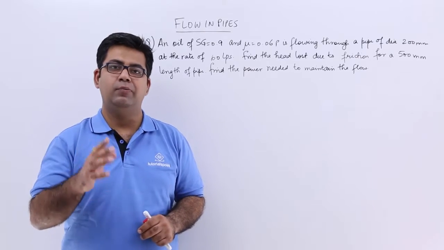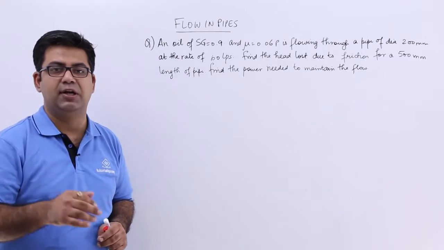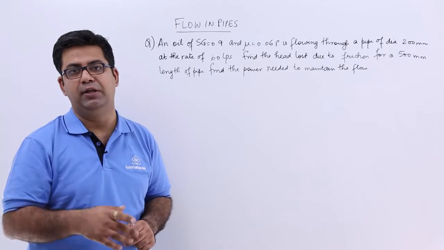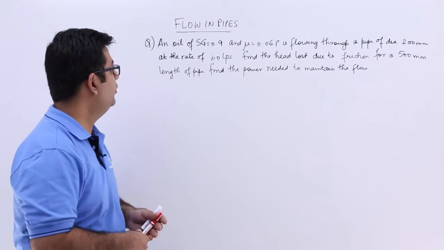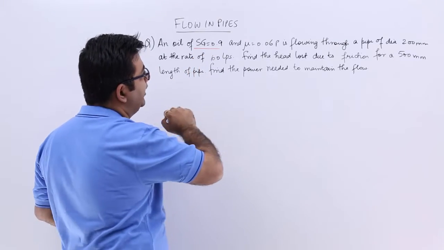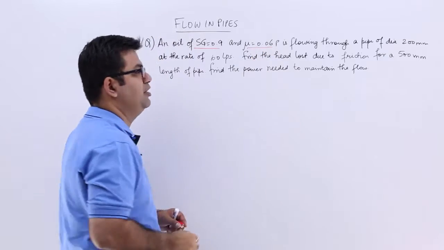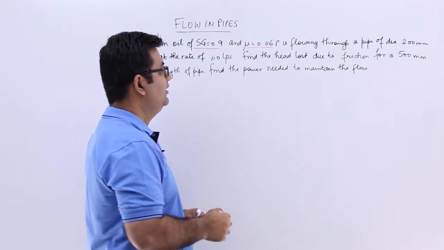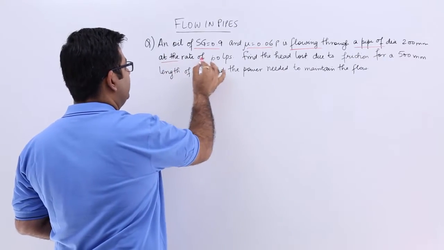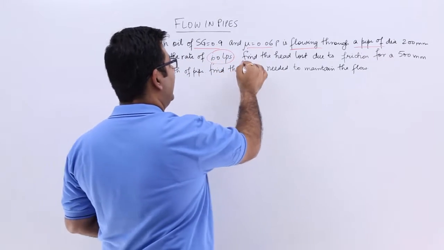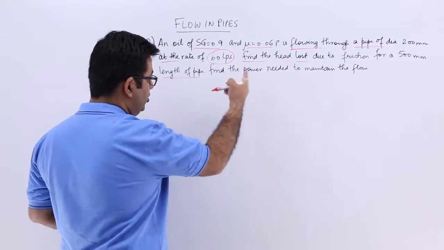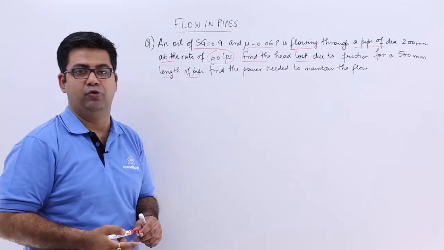Now let's look at one more question on the concept of friction head losses in pipes before we move on to the next topic and talk about the minor losses in pipe. So the question says we have an oil of specific gravity 0.9 and the viscosity is 0.06 poise. It is flowing through a pipe of dia 200 mm at the rate of 60 lps. Find the head loss due to friction for a 500 mm length of pipe. Also find the power needed to maintain the flow.